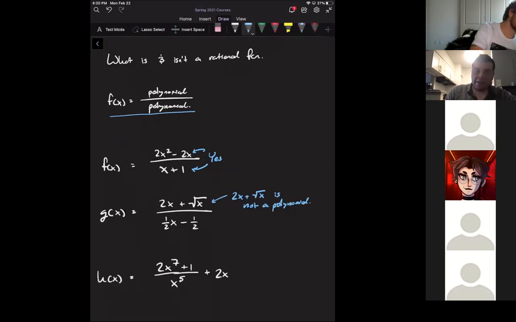So that was one of our things with polynomials where we have to have them, like the square root of x is the same as x to the 1/2, but we have to have our x's to integer powers or positive whole number powers and not these fractional powers. So this one is not a rational function.